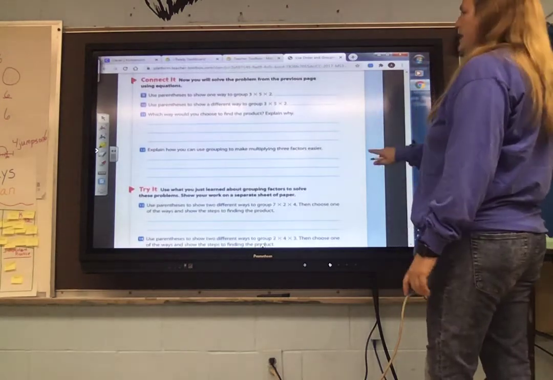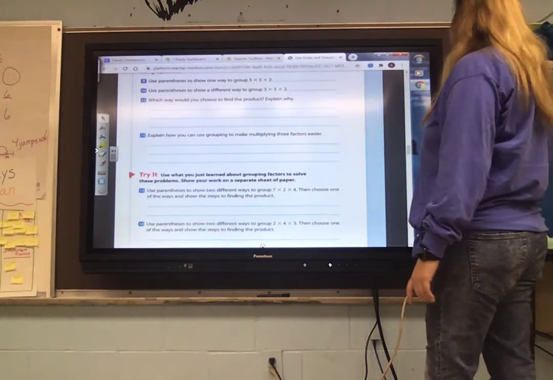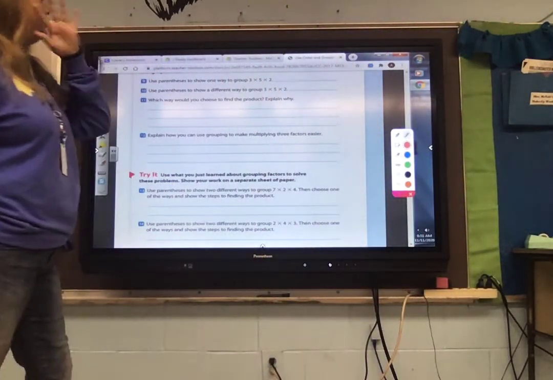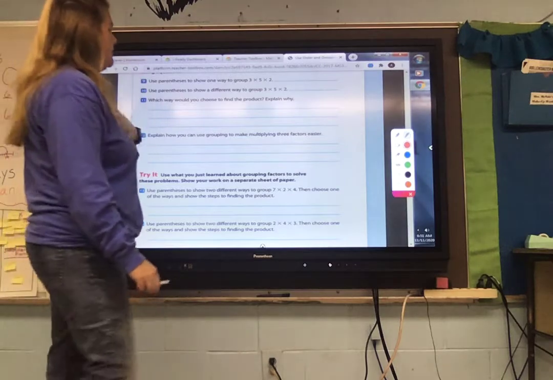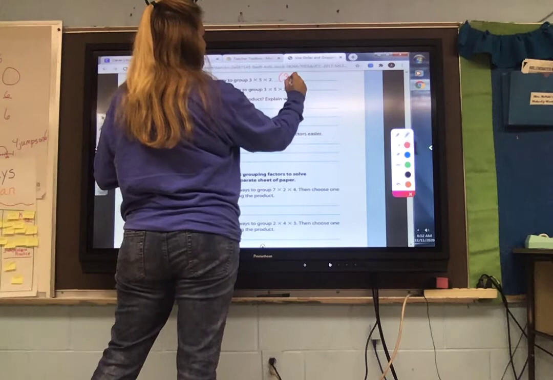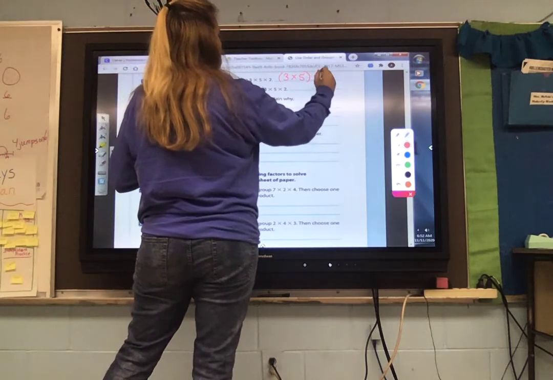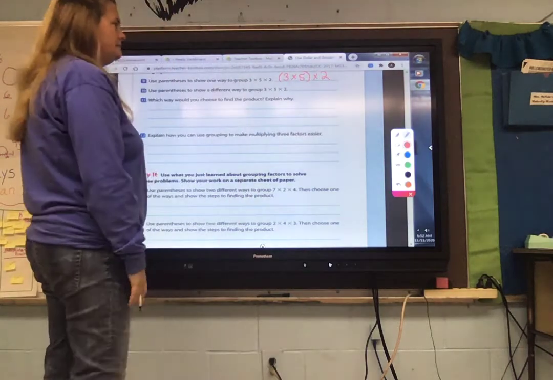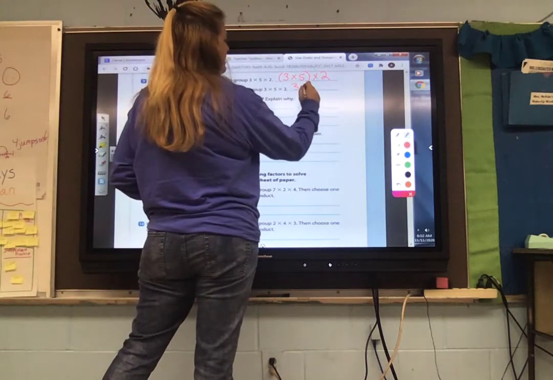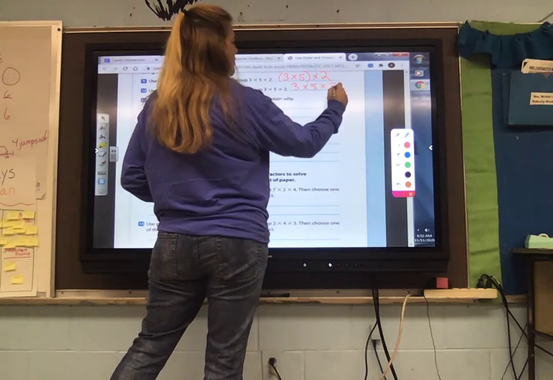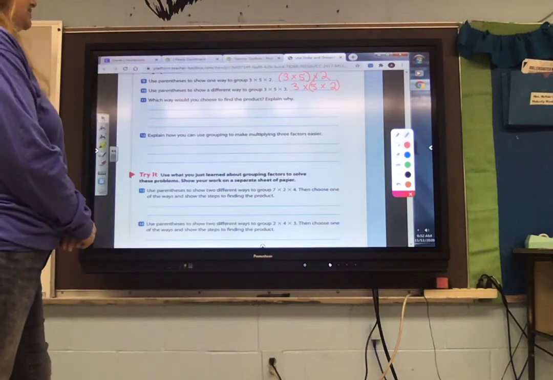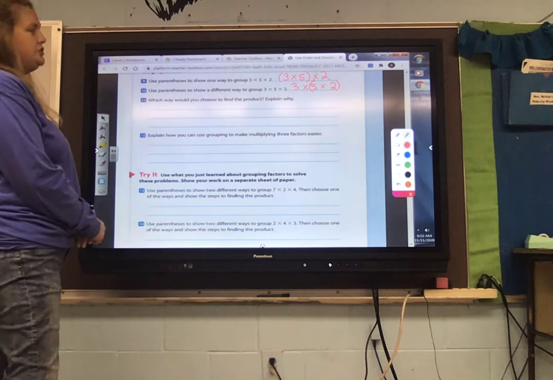So now's our time to use those same 3 factors and show this associative property. So number 9, which way did you want to do it first? Personally, I would just go the same way they did. So I would put 3 and 5 together first and see how that works out. To show the associative property, this time I'm going to keep my 3, 5, and 2 in the same order, but this time I'm going to put 5 and 2 in parentheses. Which way would you choose to find the product?